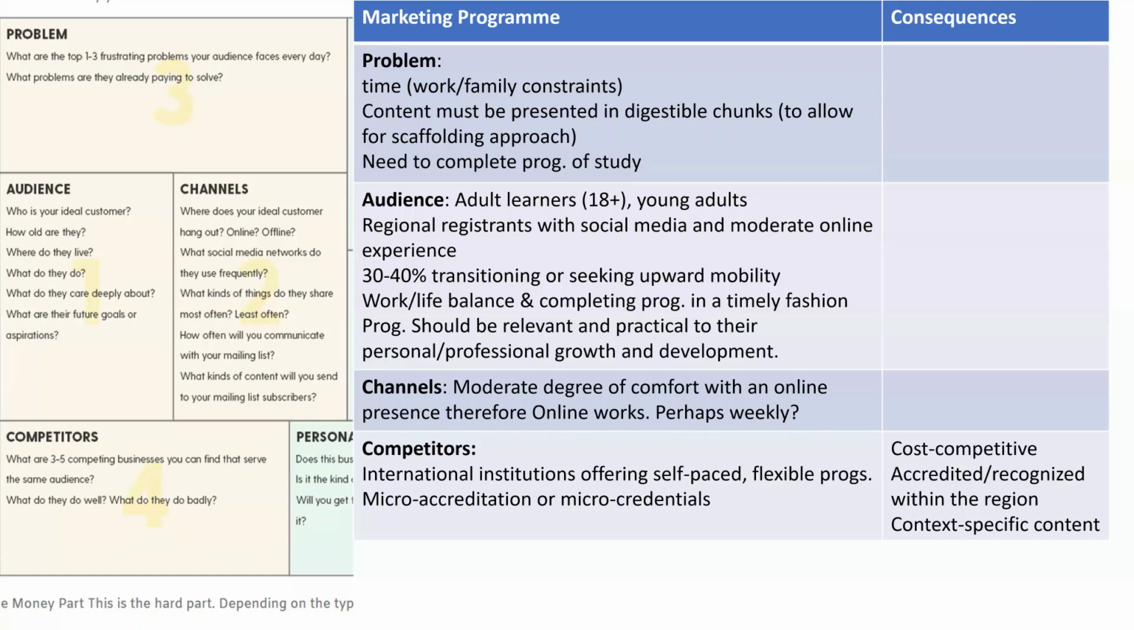Okay, so we looked at an online marketing program. And our audience, we were targeting adult learners. As you see here, people over 18. Oftentimes, the people who sign up for this particular program are young adults. The registrants come from all over the region, and they are often either transitioning into the field of marketing or looking for upward mobility.